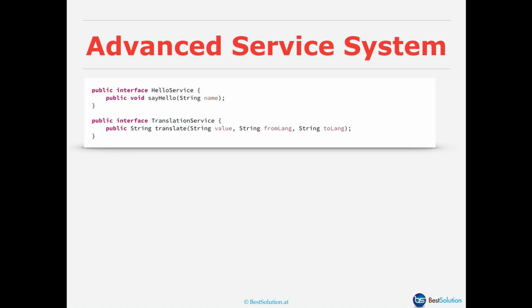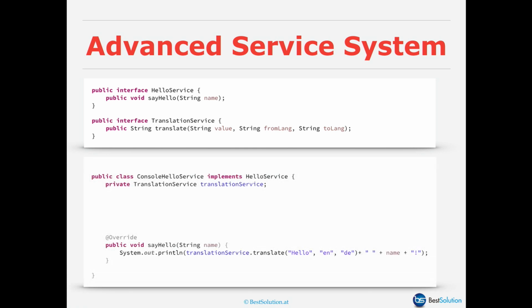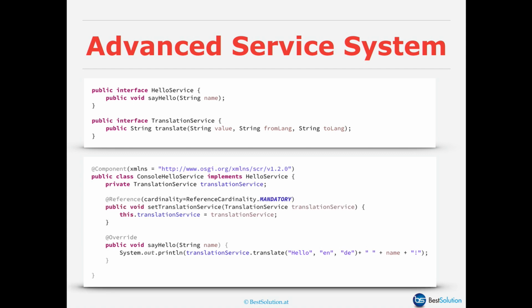So let's say we have two services, the hello service and the translation service, and we do the implementation so that the hello service needs to access the translation service to translate some string from English to German, for example. When you're coming from an OSGi background, the only thing you now need to do to get the service into the service registry and available at runtime is you add some annotations. You add a component annotation and you add a reference implementation. You say here, this service can only live if there is a translation service available, so because it's mandatory.